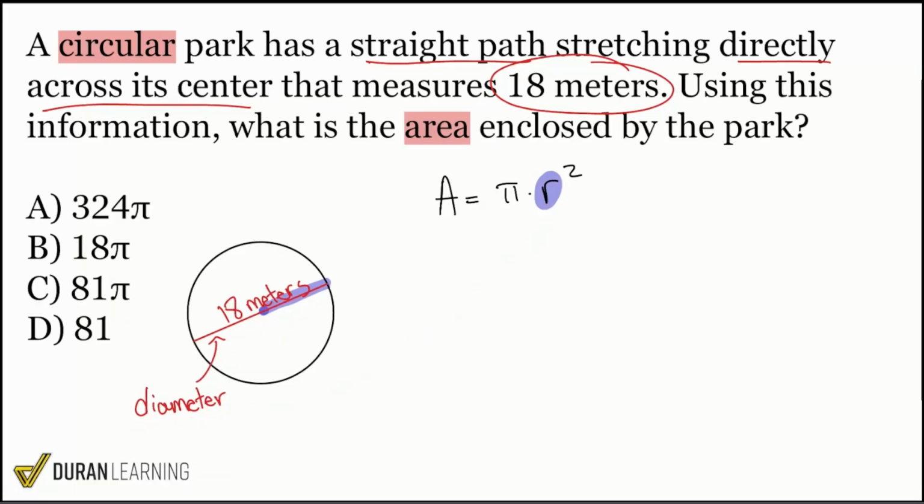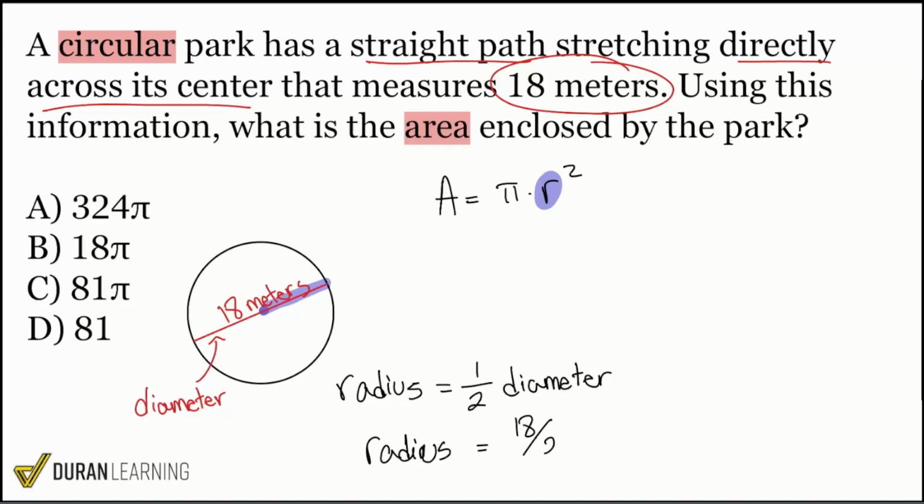If you are given the diameter, well, remember that the radius is the same as half of the diameter. So since the diameter is 18, my radius is half of 18, which is going to be 9 meters. Just like that. We just had to take a quick moment to calculate what that radius was. But now that we have it, we're all good, because now we can plug it in, which we have right over here. Pi times 9 squared. And then we're good to go.